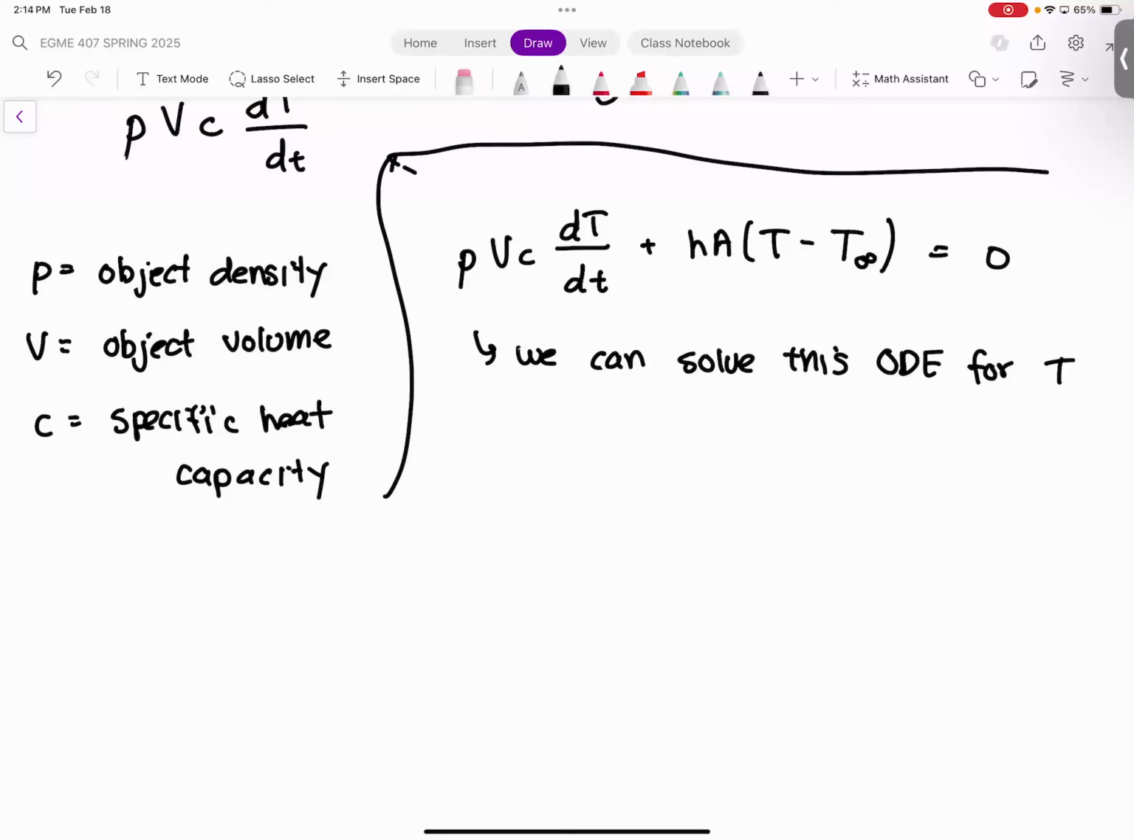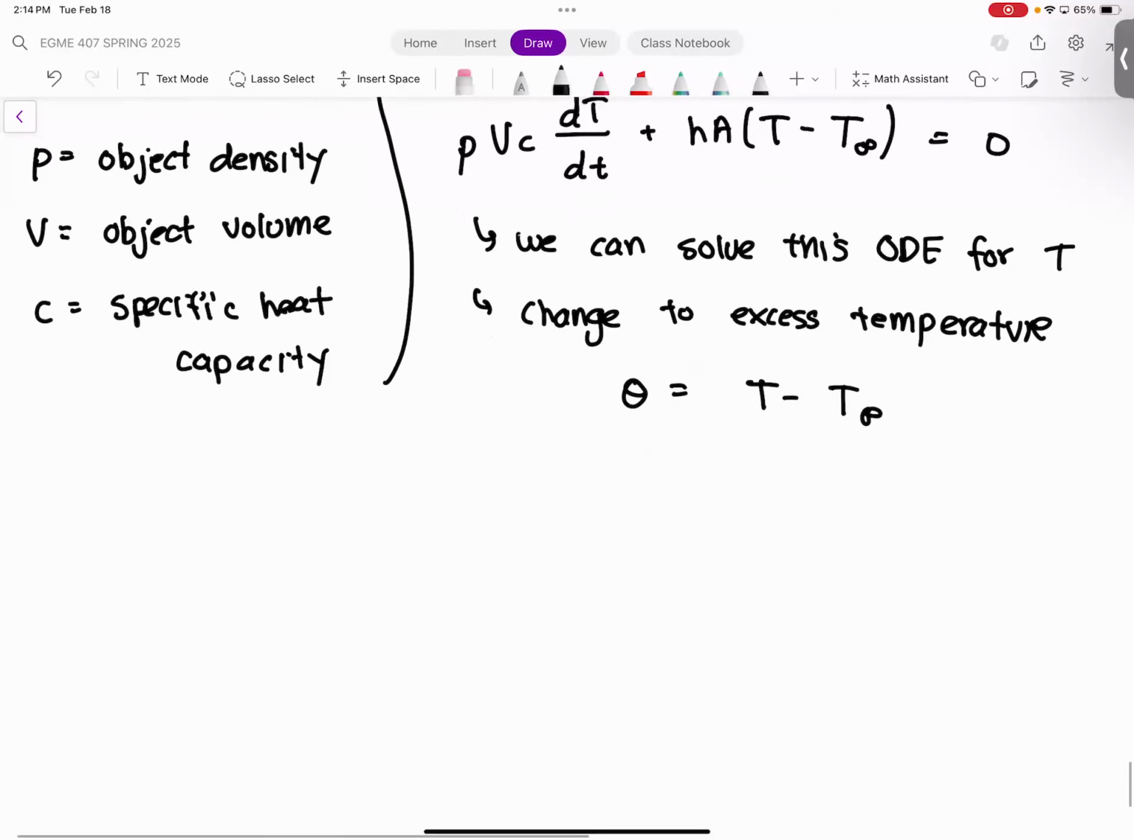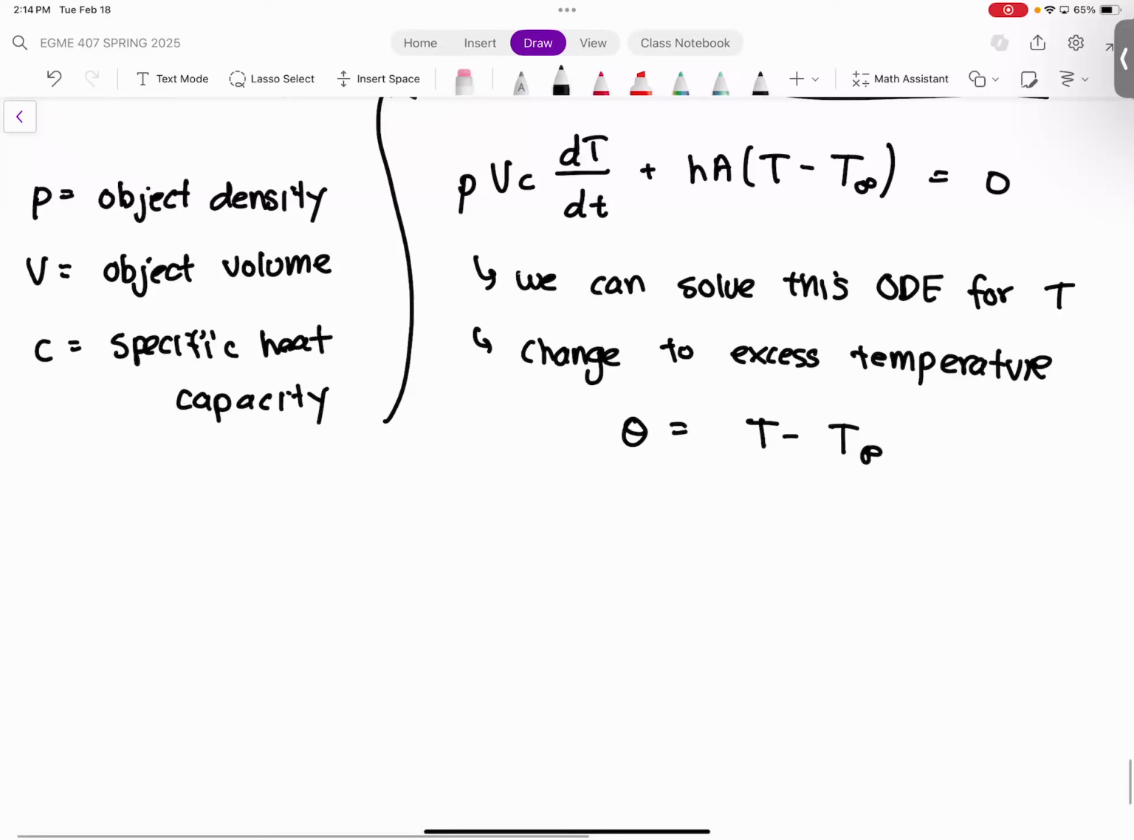If you recall from when we talked about the fin equation, we introduced this idea of the excess temperature. So let's change to excess temperature, to make the math very slightly easier. If we make this substitution where theta is equal to T minus T infinity, and we plug that in, we get rho times V times C d theta/dt plus hA times theta is equal to 0.